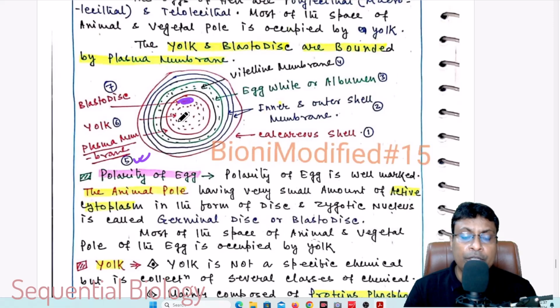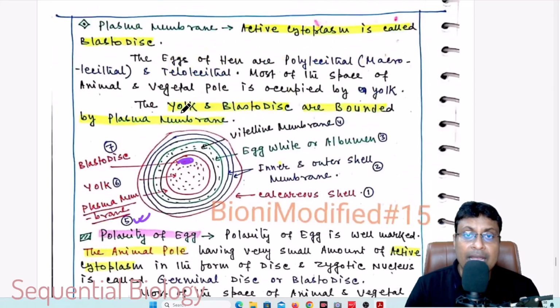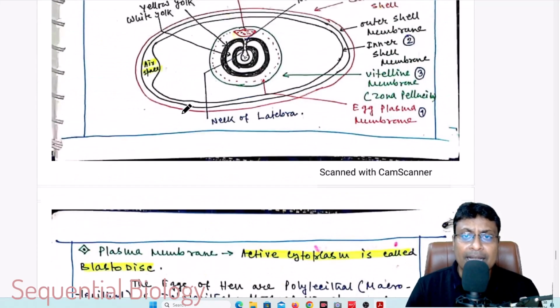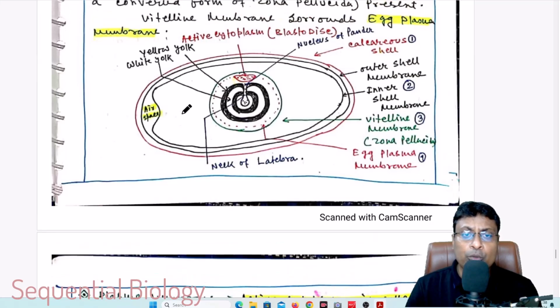And due to the presence of a huge amount of yolk, this blastodisc resides in a small region of this egg, actually on the top of the yolk. And you know, the chicken egg has two ends. One is the blunt end. So this is the blunt end, and another is the narrow end. So the outer membrane is the calcareous shell membrane.